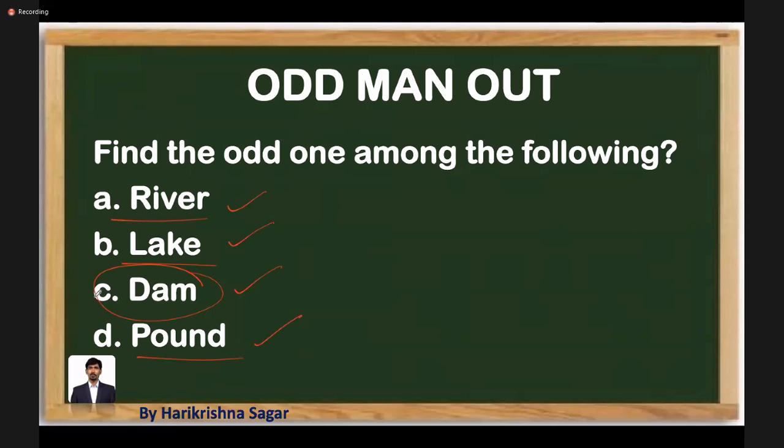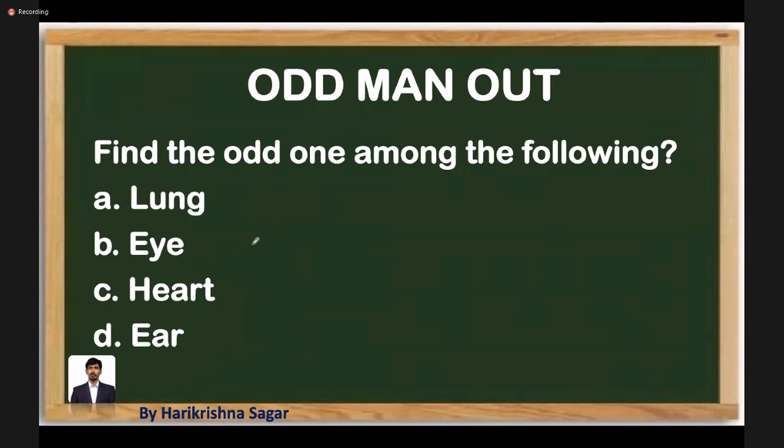Look at the next one. Lung, eye, heart, and ear. So if you observe lung, eye, heart, and ear, we are going to have 2 lungs, 2 eyes, and 2 ears, but only 1 heart will be there. That's the reason odd man out is option C.